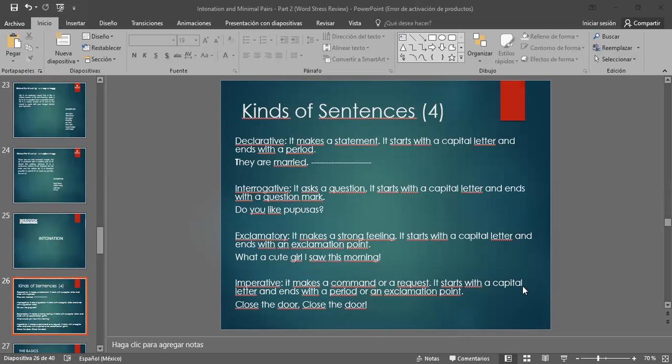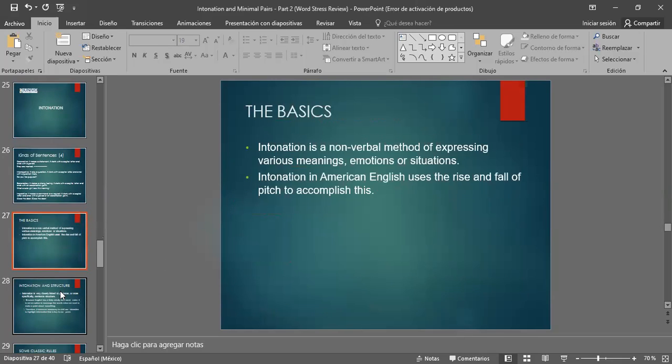Ahora sí, veamos los conceptos. Some boring concepts that I have here. It says, basic, right? Intonation is a non-verbal method of expressing various meanings, emotions, or situations. Ya lo vimos, con solo los 4 tipos de oraciones, ahora ya entienden eso, ¿verdad? Can you please confirm if you have understood? ¿Me confirman si han entendido? ¿Entendieron?